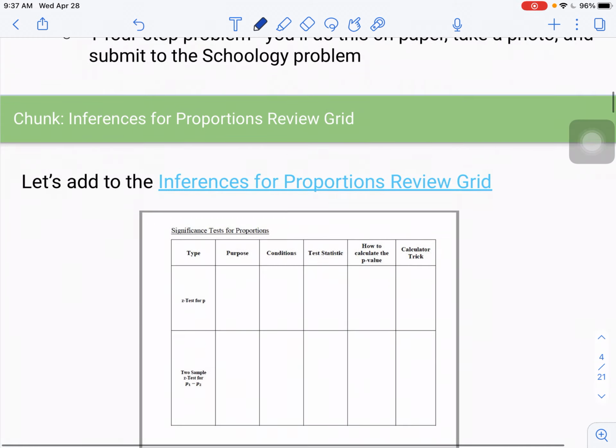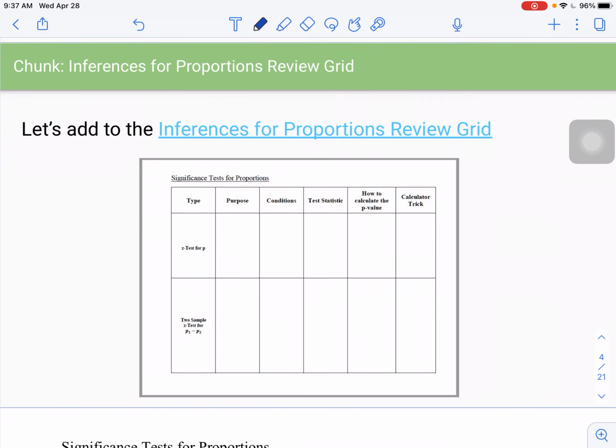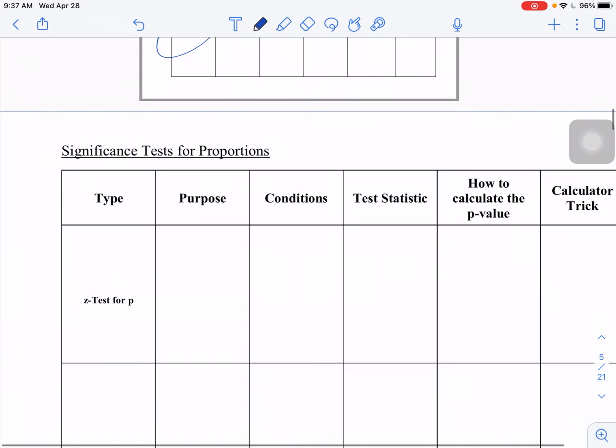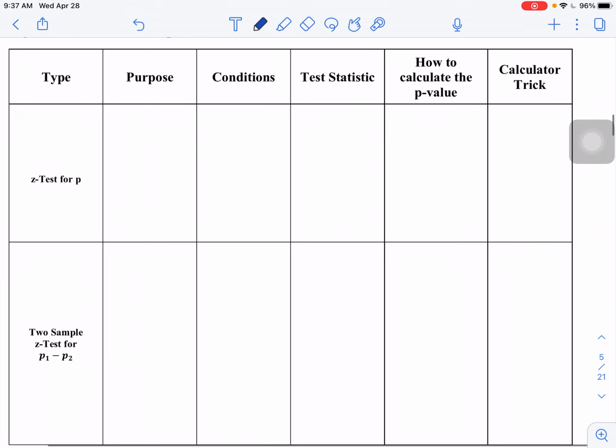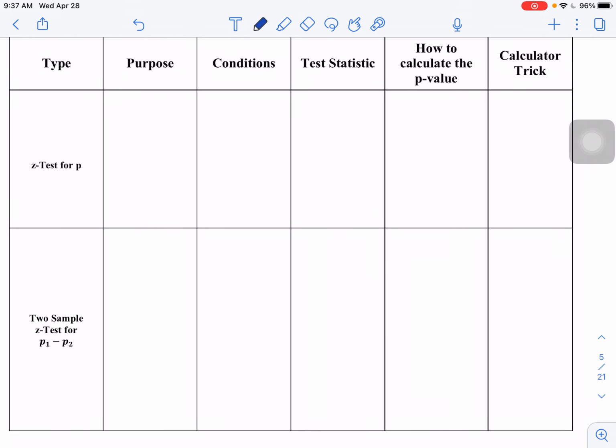Okay, next up, we're going to go through our inferences for proportions review grid. We're going to do the bottom row there, the 2 sample z-test for P1 minus P2, and summarize this stuff from the Day 1 lesson. So this is what you have here. This is available in Schoology. Again, we're going to be doing this row.